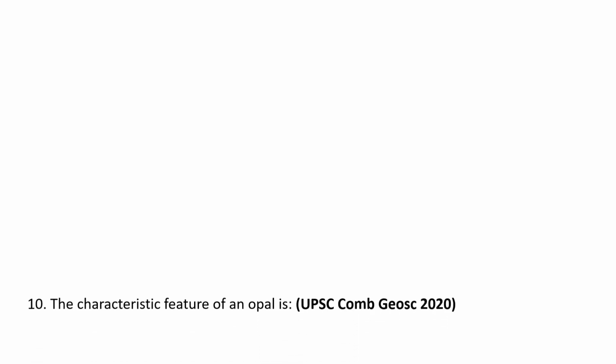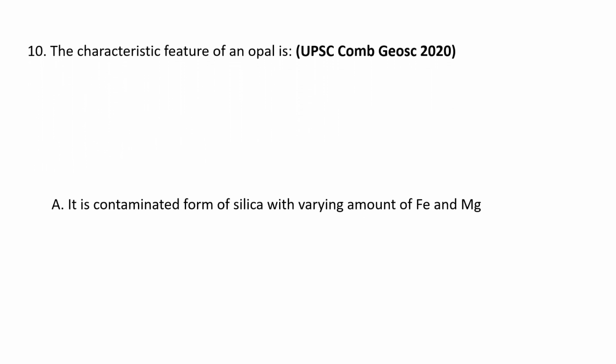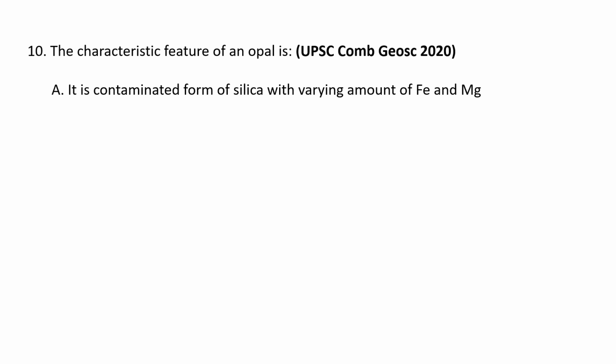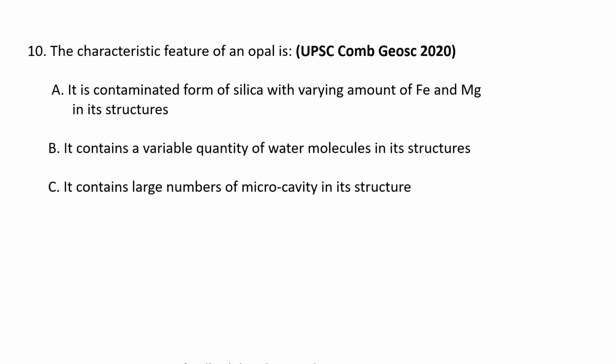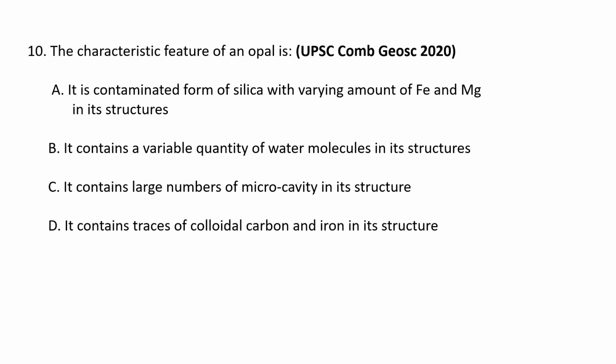Next question. The characteristic feature of an opal is: A. It is a contaminated form of silica with a varying amount of iron and magnesium in its structure, B. It contains a variable quantity of water molecules in its structure, C. It contains a large number of microcavities in its structure, and D. It contains traces of colloidal carbon and iron in its structure.